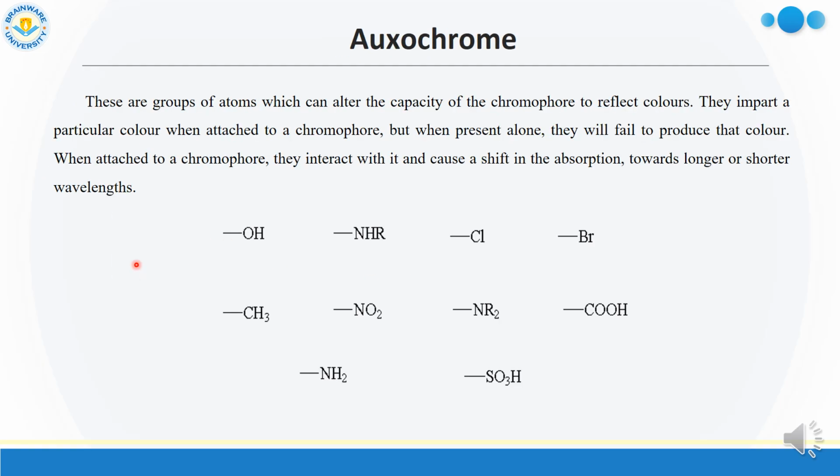Next, auxochrome. What is an auxochrome? Auxochromes are groups of atoms which can alter the capacity of a chromophore to reflect colors. They impart a particular color when attached to a chromophore, but when present alone, they fail to produce any color. When attached to a chromophore, they can interact with it and cause a shift in the absorption towards longer or maybe shorter wavelengths. So these are the auxochromes.